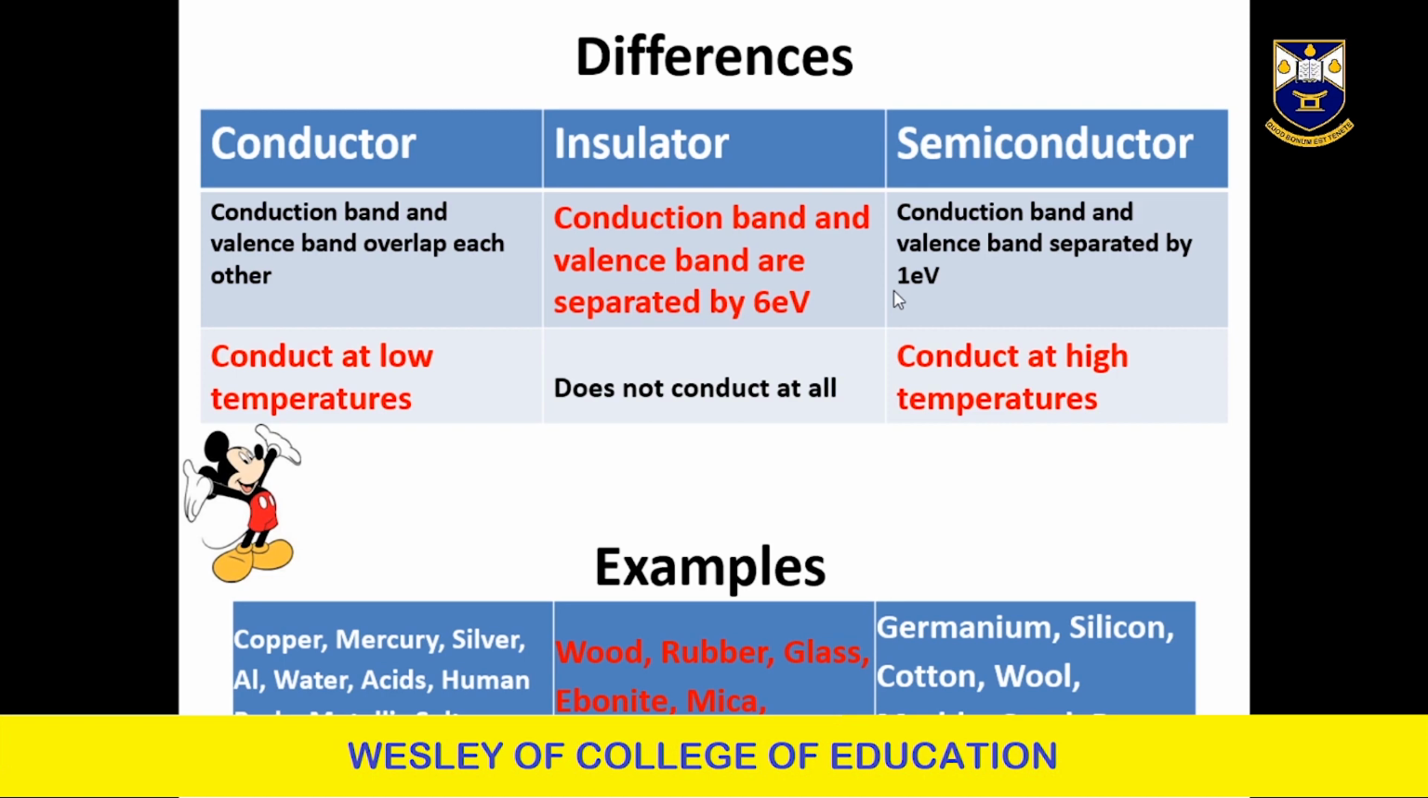When you come to the semiconductors, they need just 1 electron volt to escape the forbidden gap so that they can conduct. Now conductors conduct at low temperatures, as we have already said. Then if you come to the insulators, they do not conduct at all. And then the semiconductors will conduct at high temperatures.